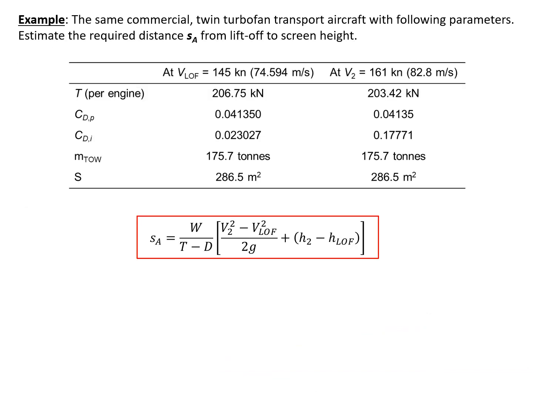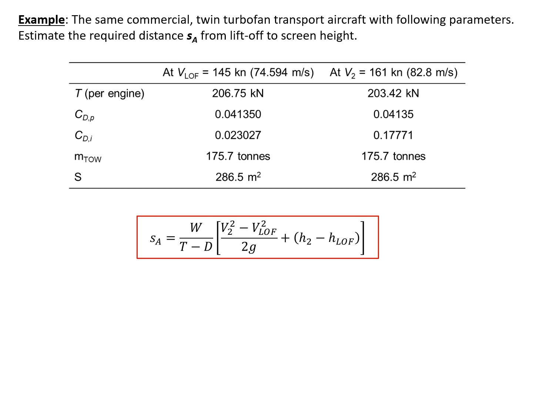Okay, so we know how to estimate the airborne distance SA using the equation highlighted in here. So now we can use this equation to work out an example. So let's see the question. The same commercial aircraft, twin turbofan transport aircraft, which we have dealt with before. So it has parameters like below.